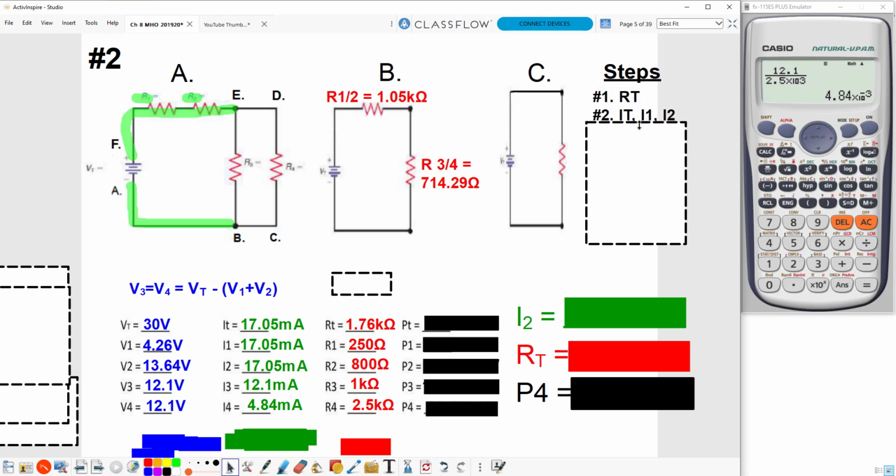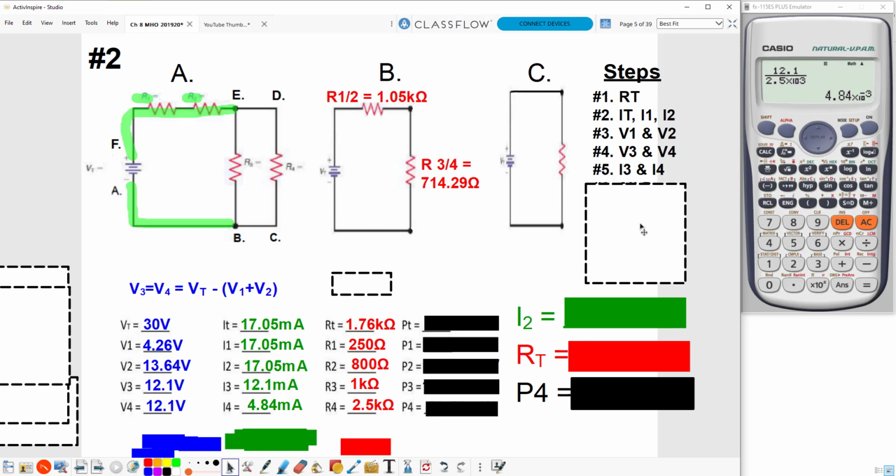Let's look at our steps. So we solved for RT, then we solved for IT, I1 and I2, then we did V1, V2, V3, V4, I3, I4, and now we're going to do all of our powers. And it's very important to write these steps down. That way you'll know how to solve the problem if you get stuck.